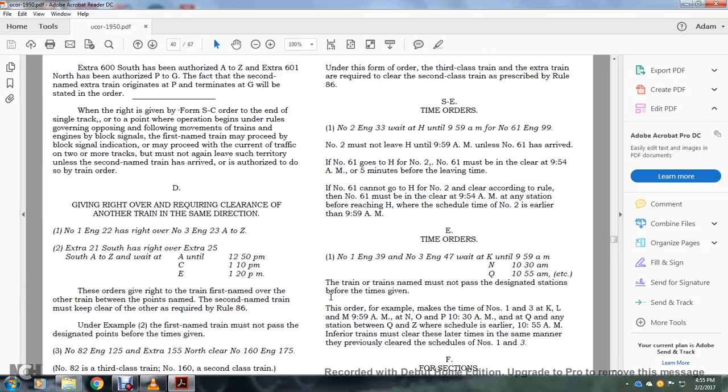Alright, Extra 600 has been authorized for the A to Z. Extra 601 has been authorized P to G, and the fact that the second named extra originates at P and terminates at G will be stated in the order.